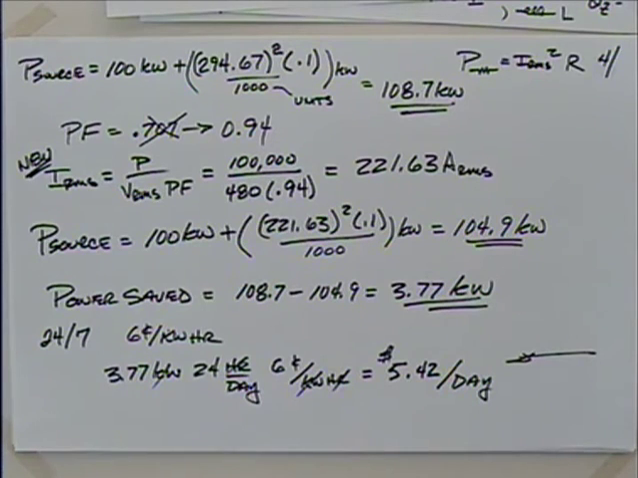So by keeping the power factor close to unity, you can keep that current lower and actually get savings that way.